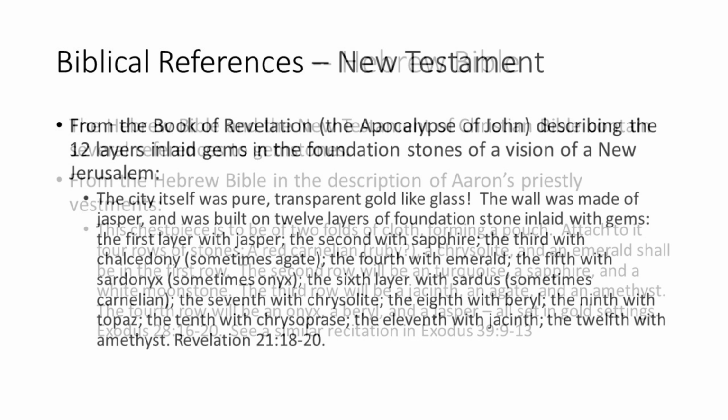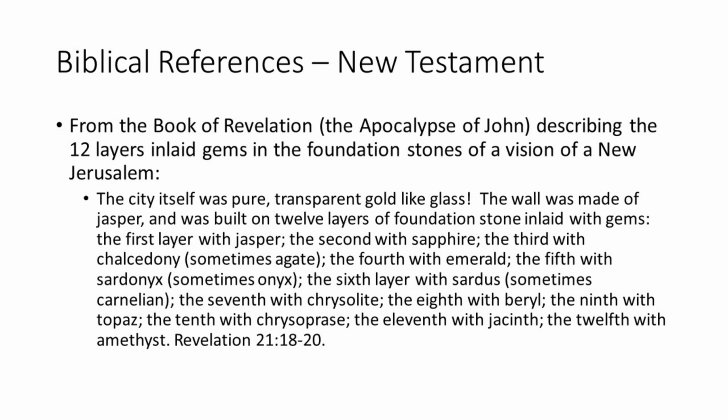Within the New Testament, you find it in the Apocalypse of John, the book of Revelation, describing 12 layers of inlaid gems in the foundation stones of the vision of a new Jerusalem. And the reference here, which is in Revelation chapter 21, verses 18 through 20, it said, the city itself was pure, transparent gold like glass. The wall was made of jasper and built on 12 layers of foundation stones inlaid with gems.